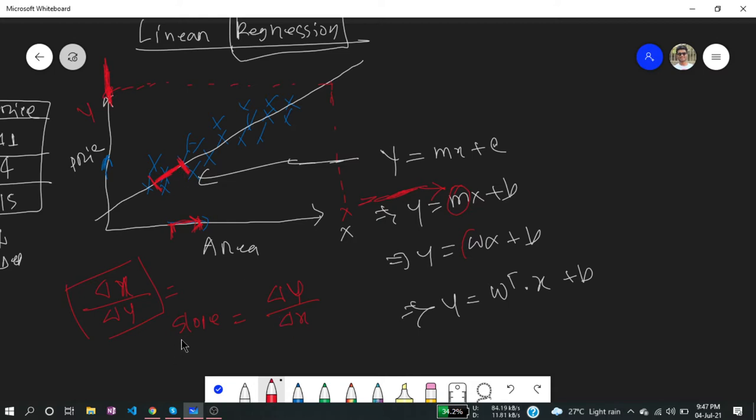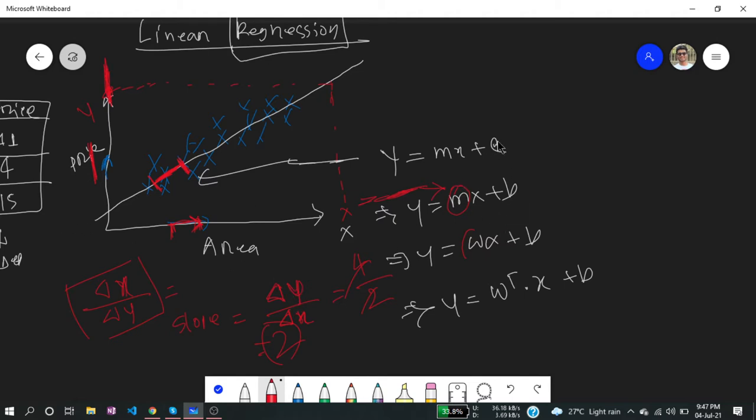Okay, so the slope equation would be change in y divided by change in x. So if you divide that, suppose change in y is equal to 4 and change in x is equal to 2, then your slope would be 2. Okay, so that's how you can calculate your slope. This is the slope.